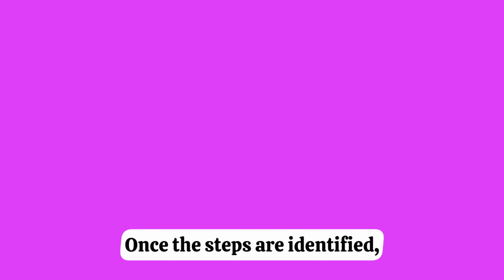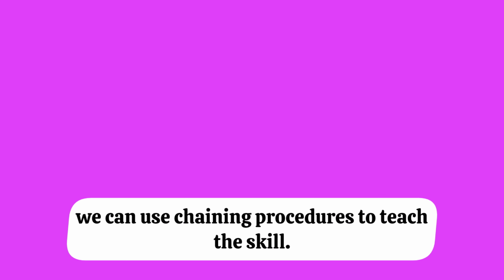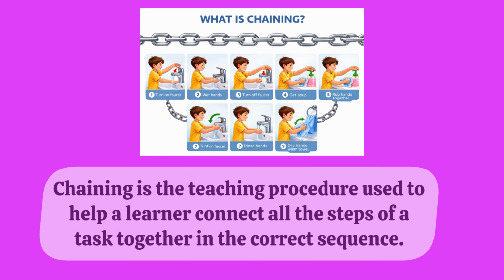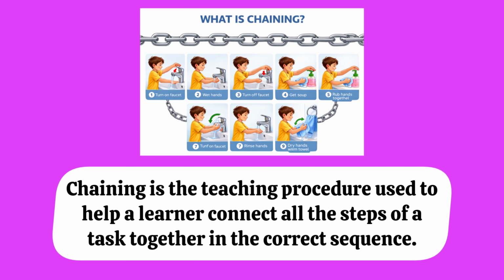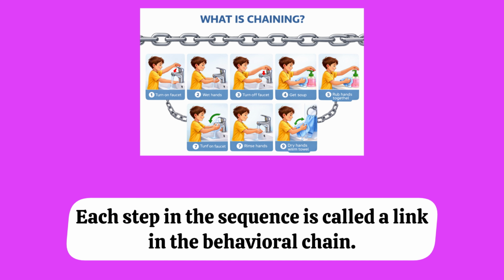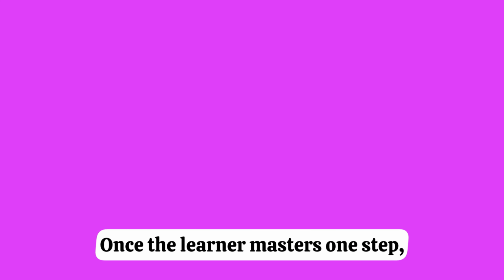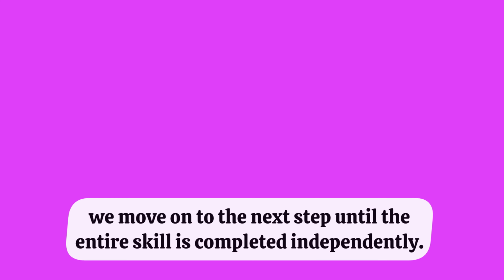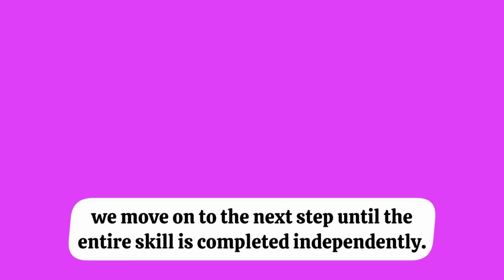Once the steps are identified, we can use chaining procedures to teach the skill. What is chaining? Chaining is the teaching procedure used to help a learner connect all the steps of a task together in the correct sequence. Each step in the sequence is called a link in the behavioral chain. Once the learner masters one step, we move on to the next step until the entire skill is completed independently.